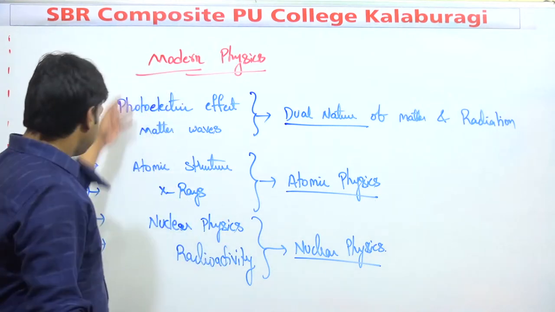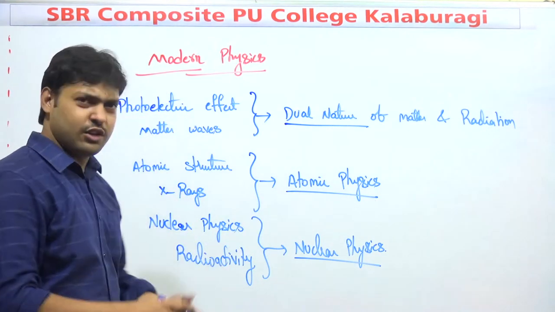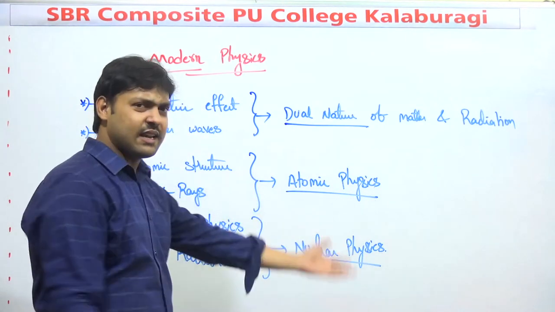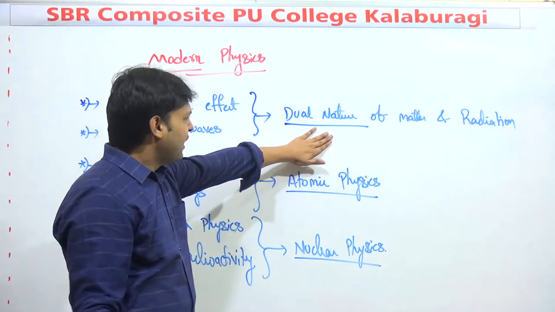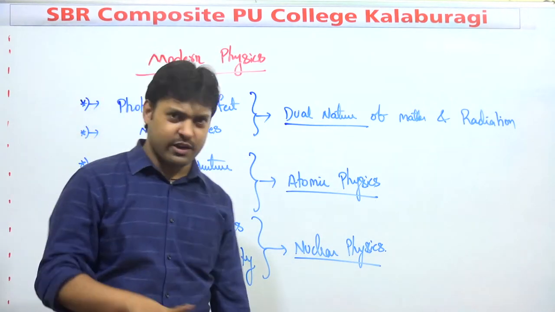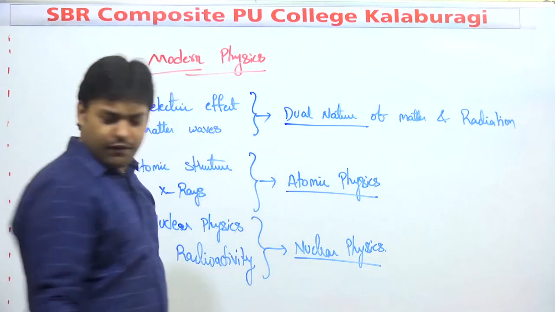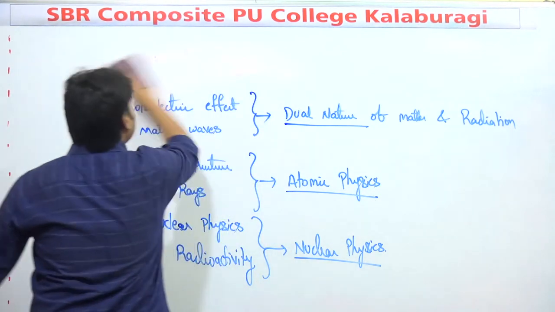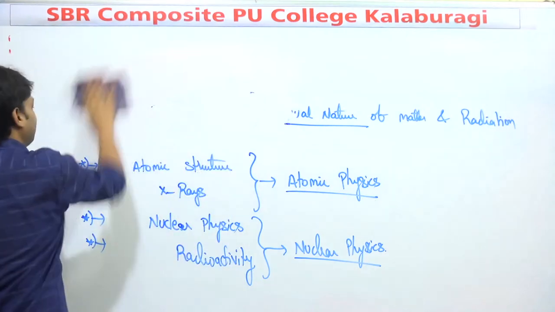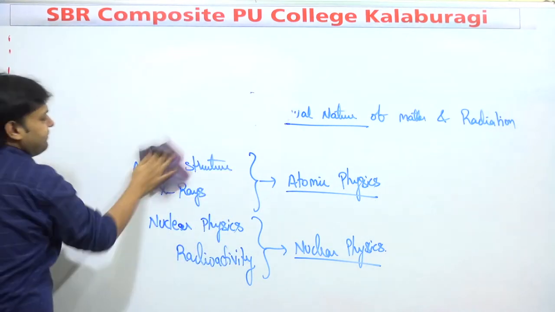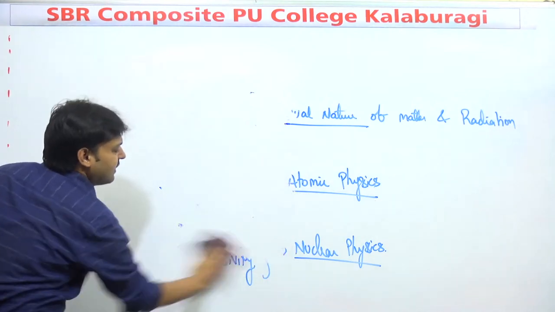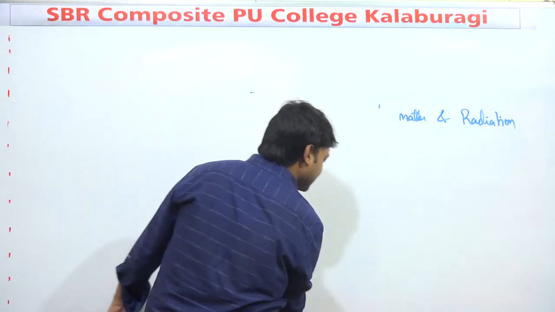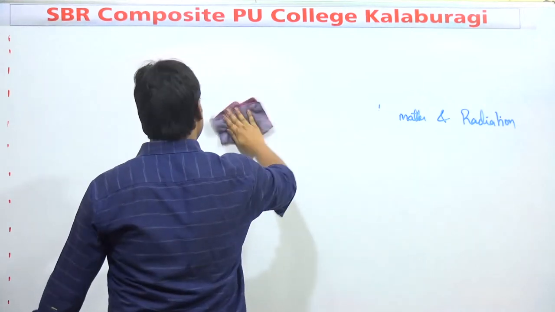All these six topics are very important, but according to the new syllabus, something they removed. We'll remove that, what they removed, and we will discuss the remaining things. Okay, so today we'll start dual nature of matter basics in modern physics, right? More stories will be there in modern physics. You have to understand all the stories.